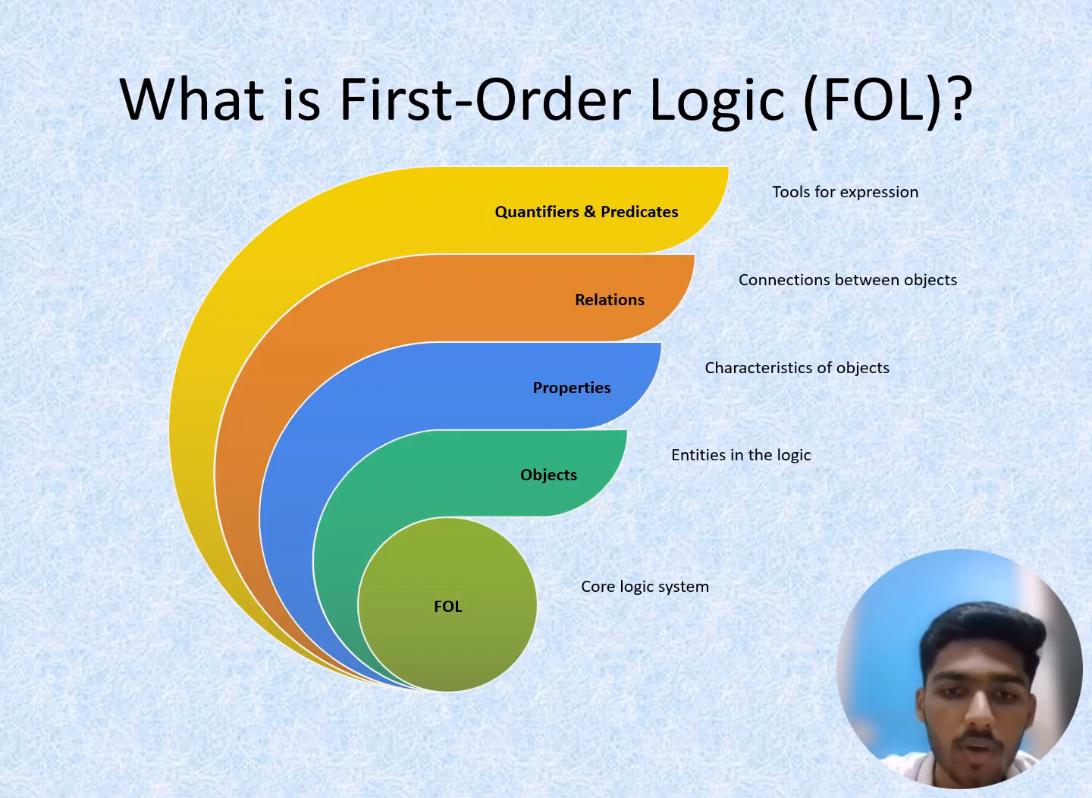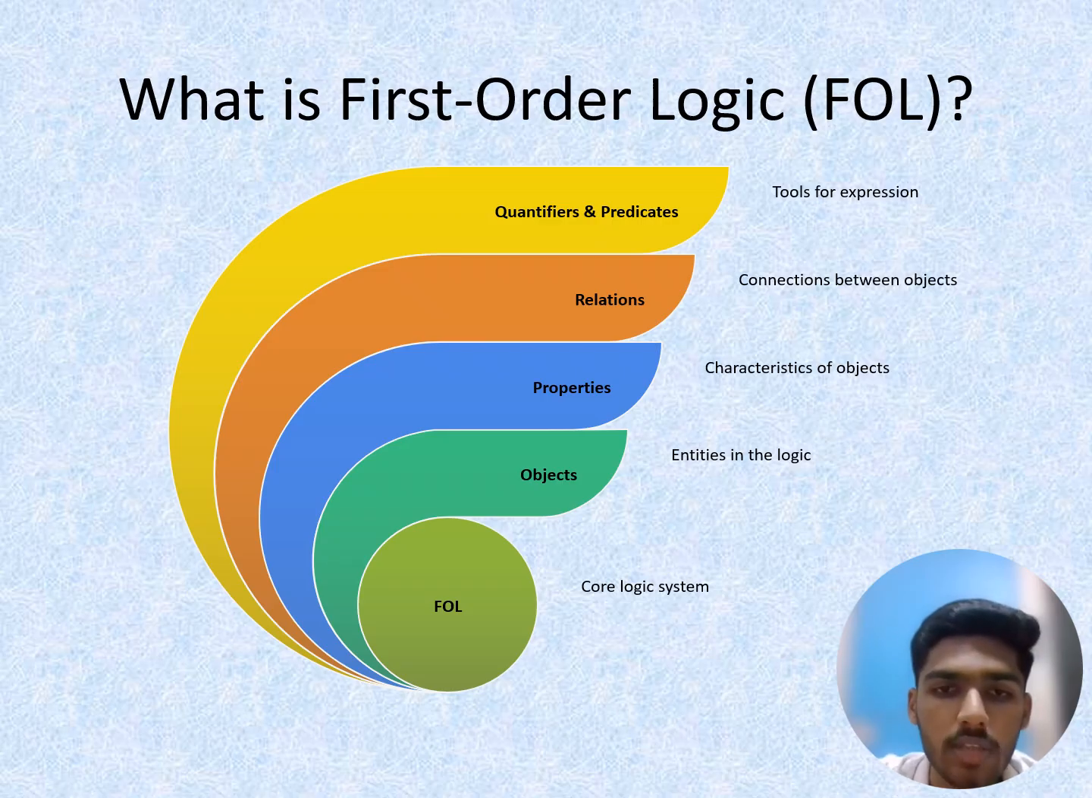Let's see what is FOL. And that brings us to first order logic or FOL. This is the powerful upgrade. As the first diagram shows, FOL is a logical system that lets us talk about objects, specific things in the world like John or this book, properties, characteristics of those objects like is red or is a student. Next is relations, the connections between objects like loves or is bigger than.